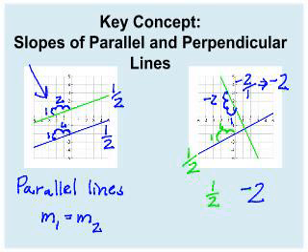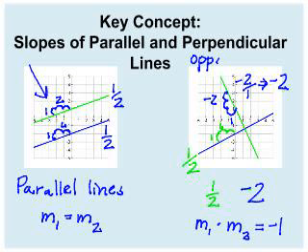Now if you look at these, you can see that they are opposite reciprocals. So perpendicular slopes are opposite reciprocals. So in other words, if you took your slope 1 times your slope 2, you would get a -1. Okay, so let's take a look at that again. Perpendicular lines, slopes are opposite, meaning the positive and negative signs, reciprocals.